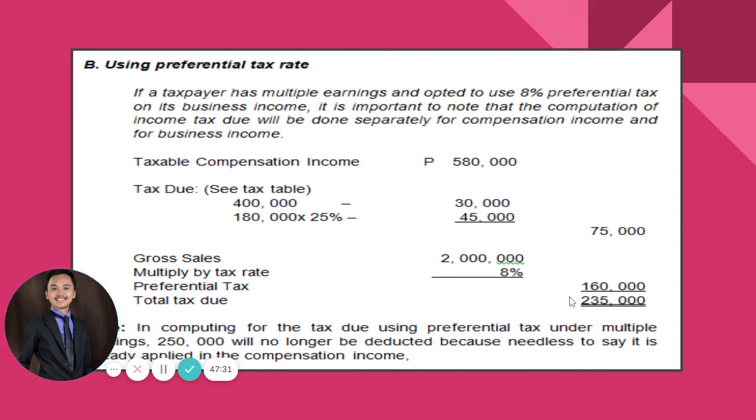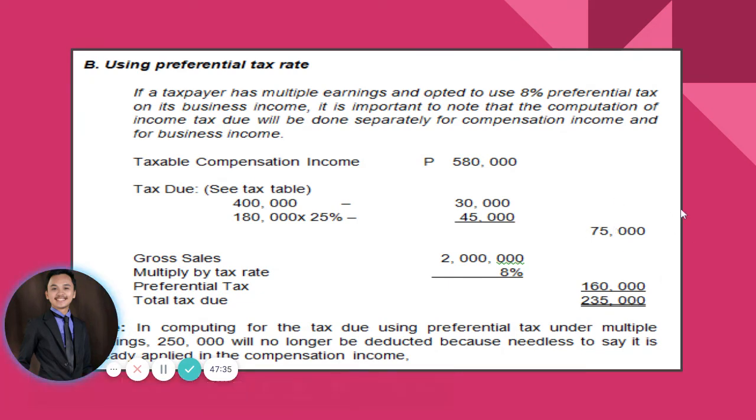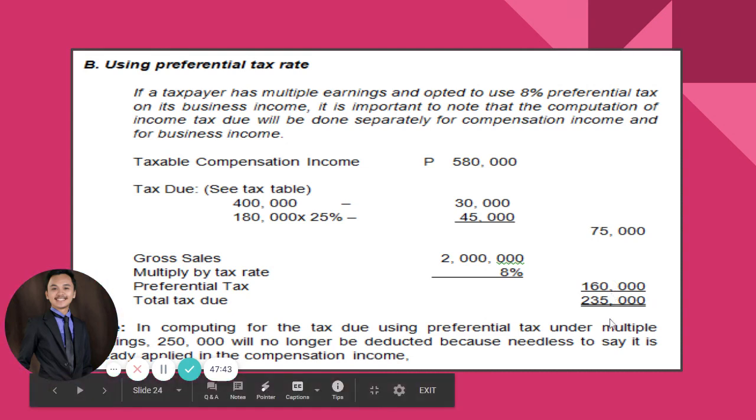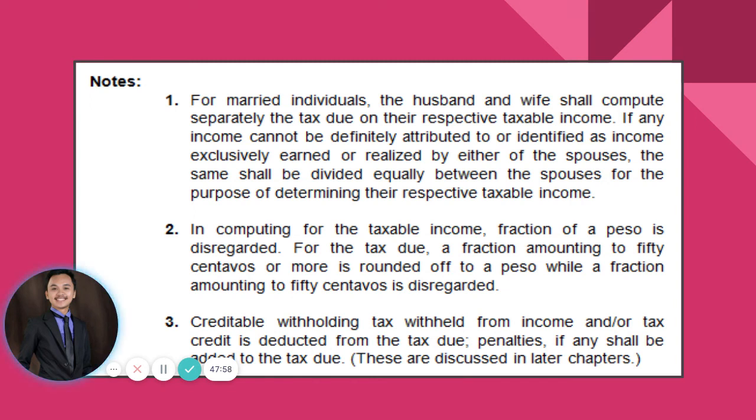So your total tax due will be 235 from the combination of your tax due from taxable compensation income and your preferential tax. So 75 plus 160. You have a total tax due of 235,000. Okay? So those are the sample illustrations and sample problems, computations on different cases involving individual taxpayers with different types of classification.